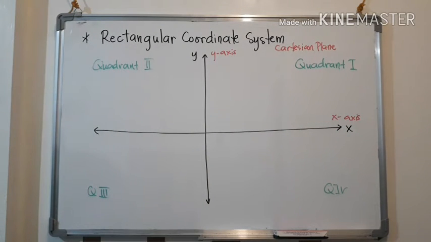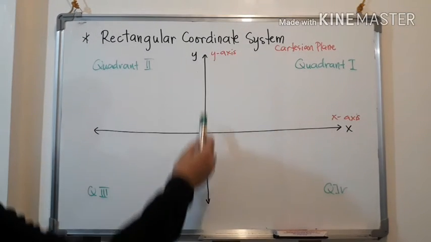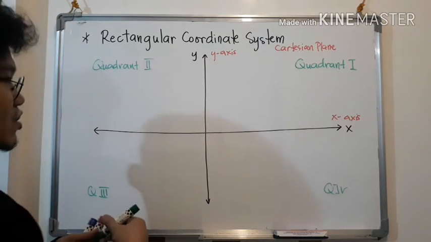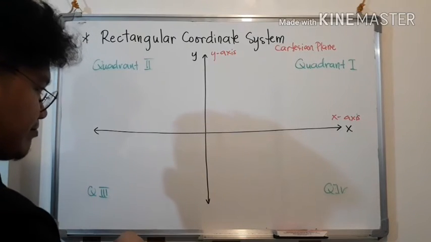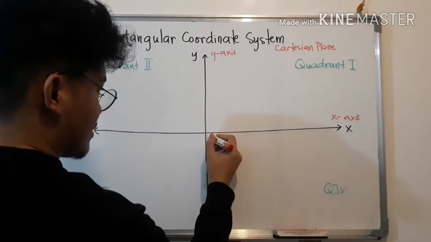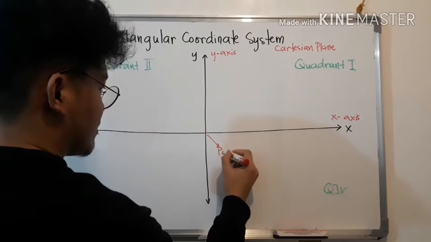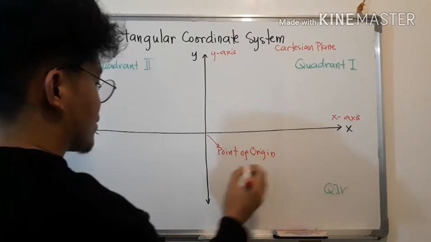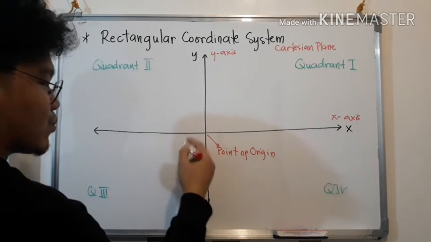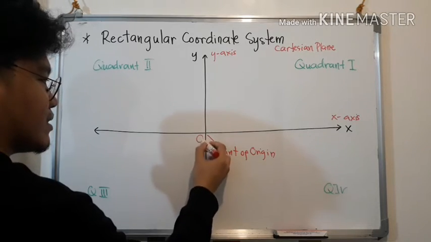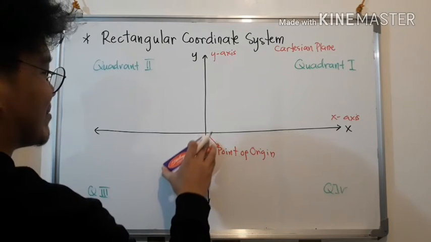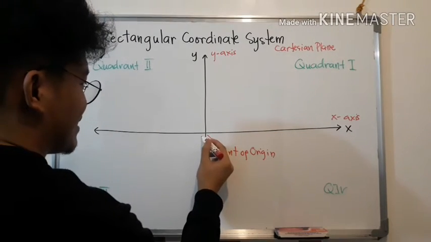And the point of intersection of these perpendicular reference lines is called the origin. This point of intersection is known as the point of origin, which we arbitrarily assign a value 0. Since this is a rectangular coordinate system, let's say 0.